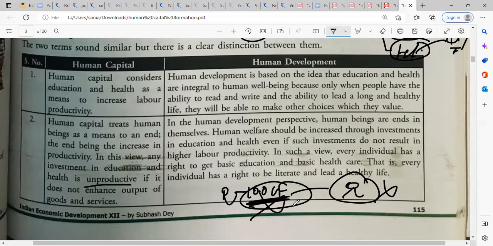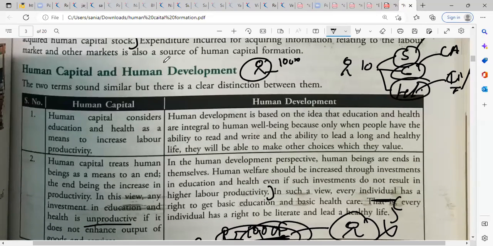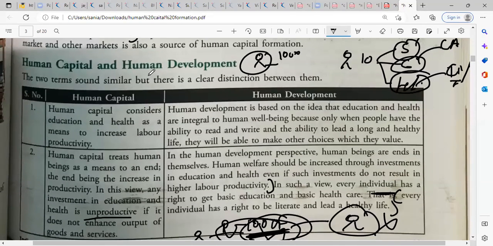But here, for example, if I educate you, that means you are an educated person right now, right? So human welfare should be increased through investment in education and health, even if the investment does not result in higher labor productivity. Clear? Yes, ma'am. Okay, and in such a view, every individual has a right to basic education and health care, that is, every individual has a right to be literate. So you will write this here till here. You will write the difference between human capital and human development, and then the part.